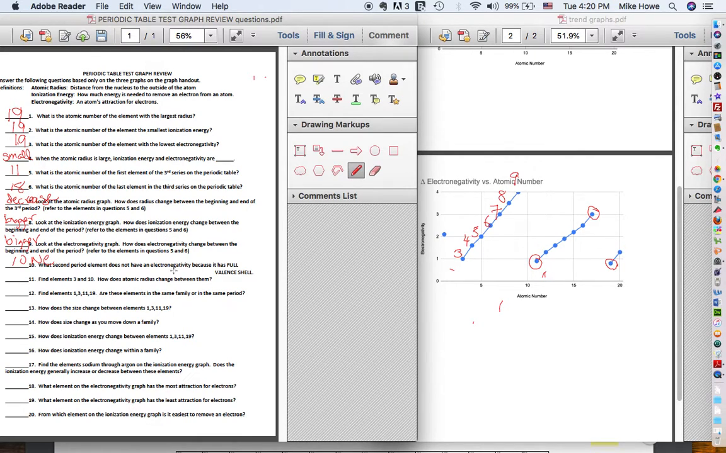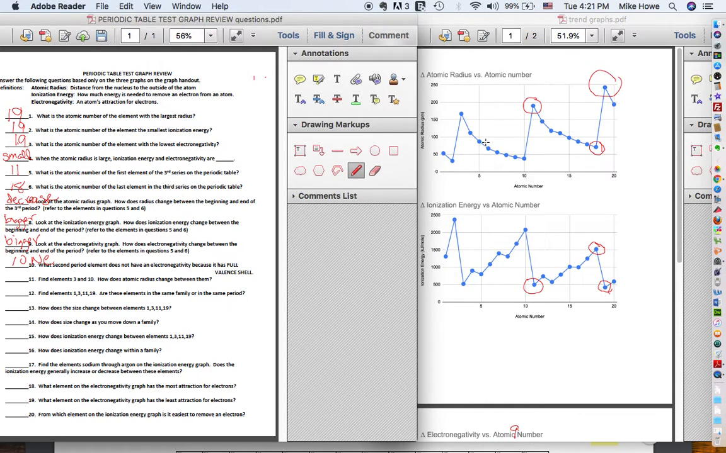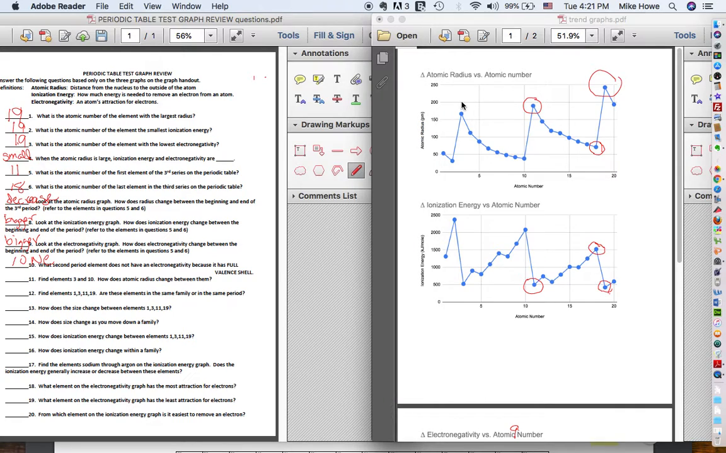Okay, now we're going to find elements 3 through 10. How does atomic radius change between them? Atomic radius graph. Here's element 3. Here's element 10. How does it change? It decreases.